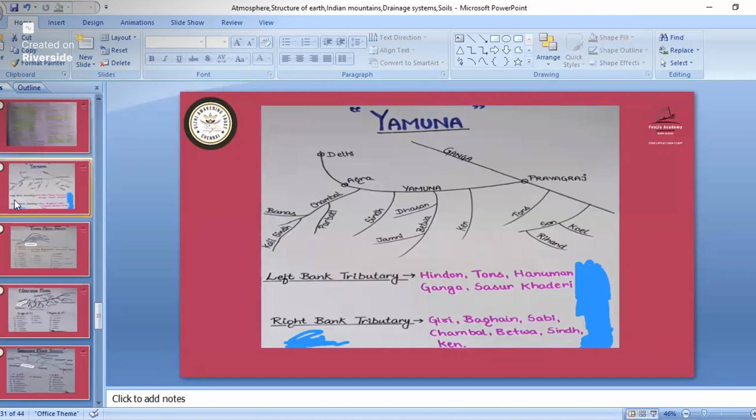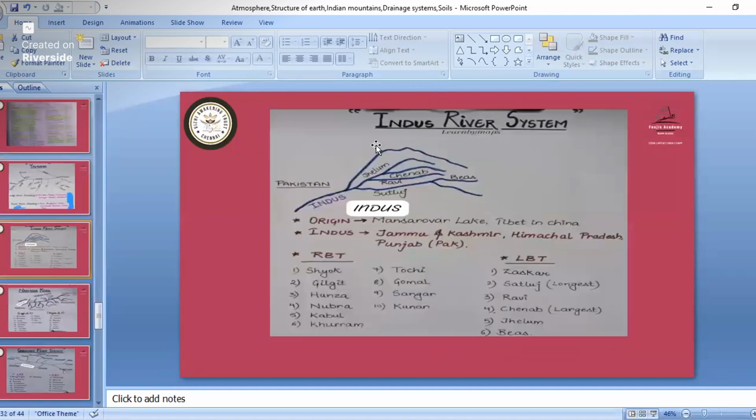Okay, now after Yamuna, we'll see the Indus river system. The Indus originates from Mansarovar Lake, Tibet in China. It mostly flows in Jammu Kashmir, Himachal Pradesh and Punjab. So there are right bank tributaries and left bank tributaries.